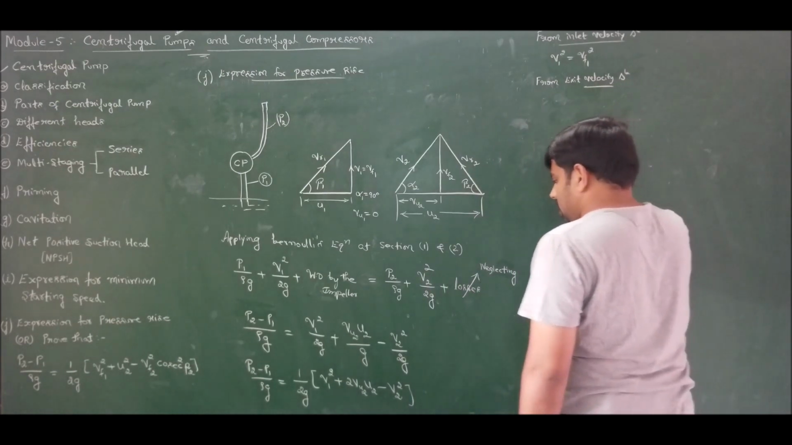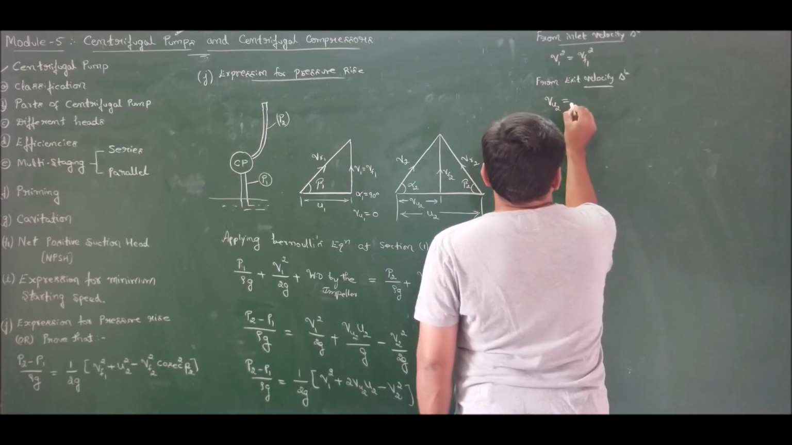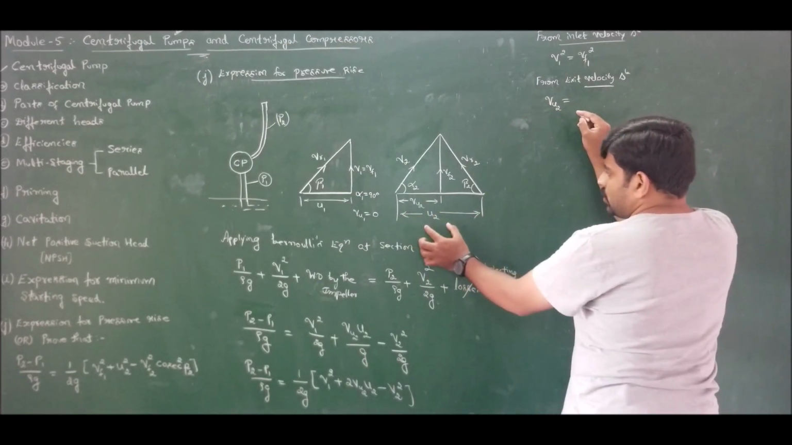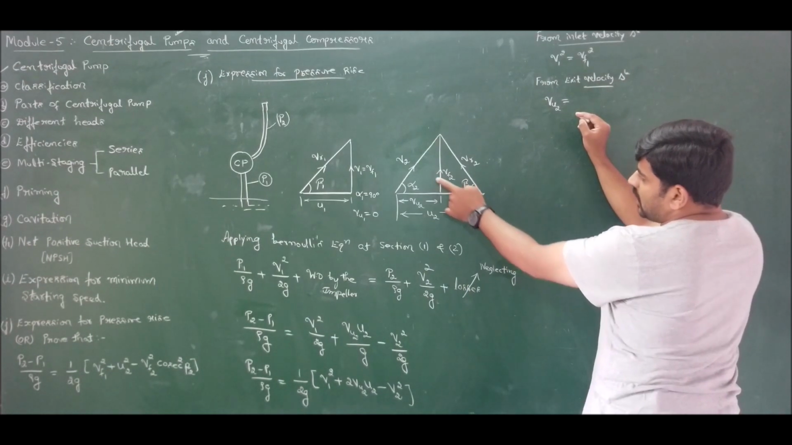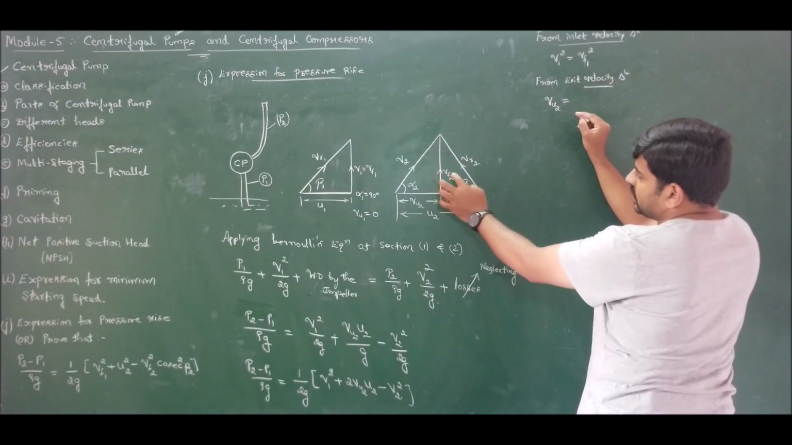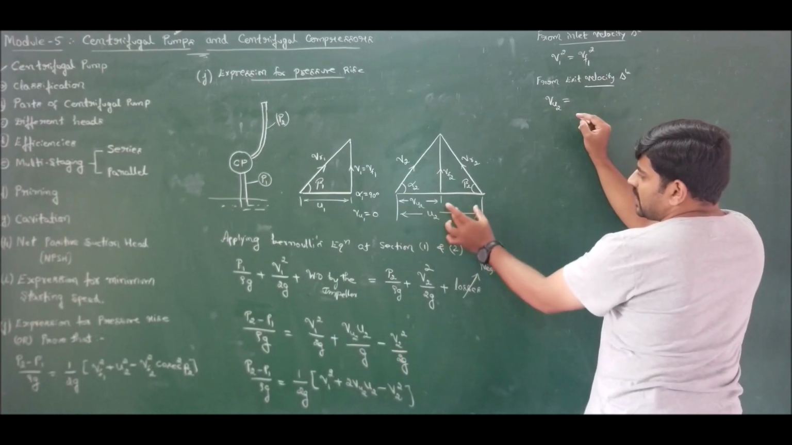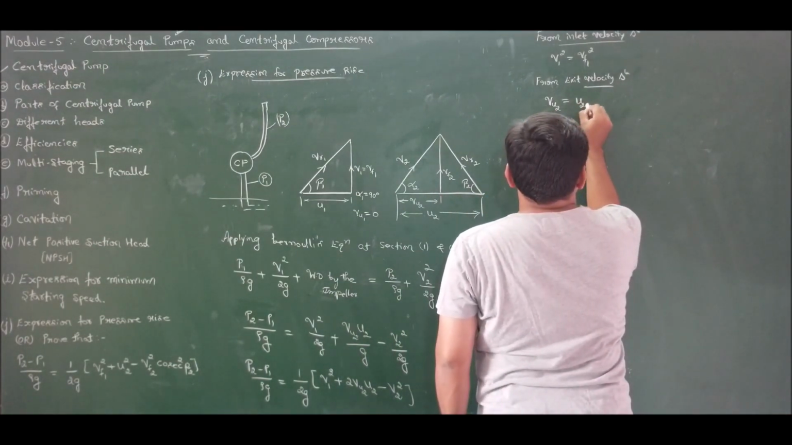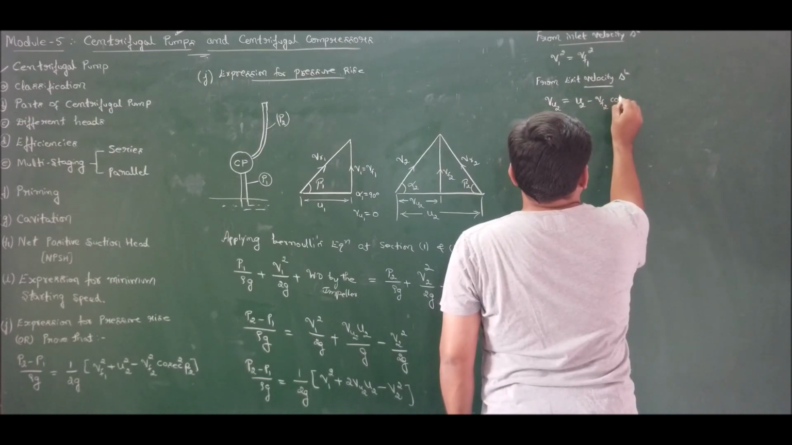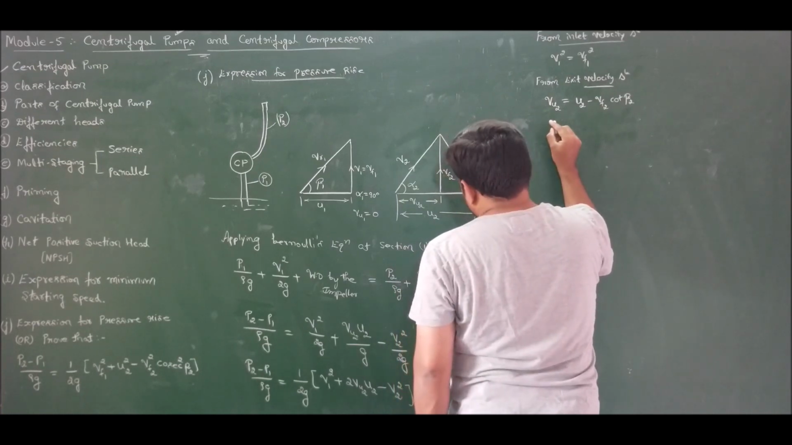So from exit velocity triangle, Vu2 is equal to U2 minus this x. So this x can be written as Vf2 cot beta 2, because cot theta is adjacent by opposite. So therefore adjacent is opposite into cot beta 2. So therefore Vu2 is U2 minus x. X is Vf2 cot beta 2. So therefore Vu2 can be written as U2 minus Vf2 cot beta 2. So Vu2 is done.